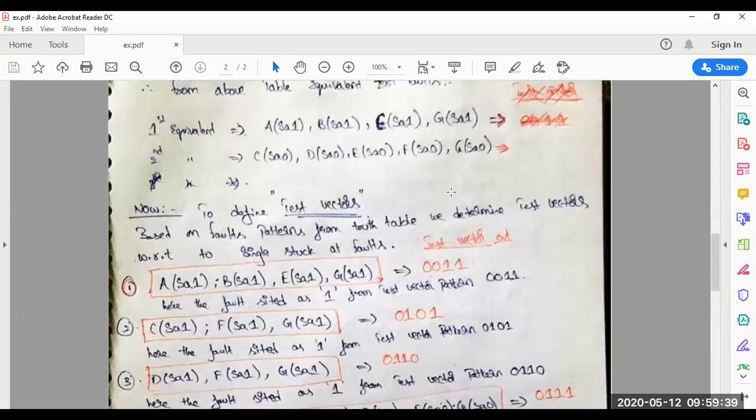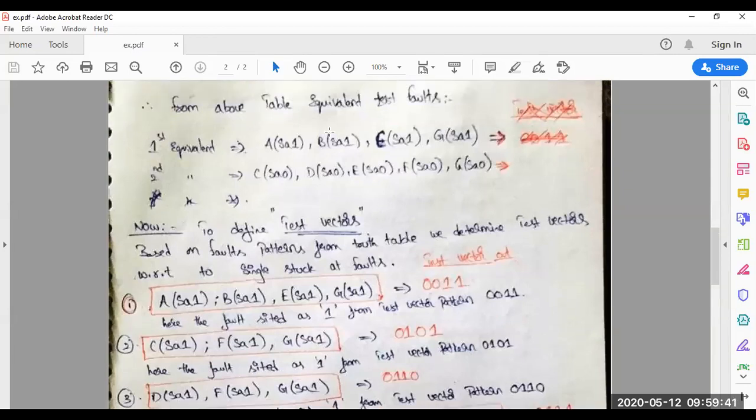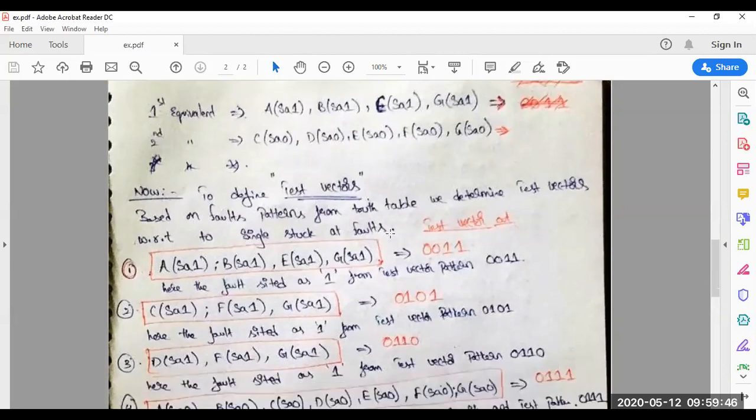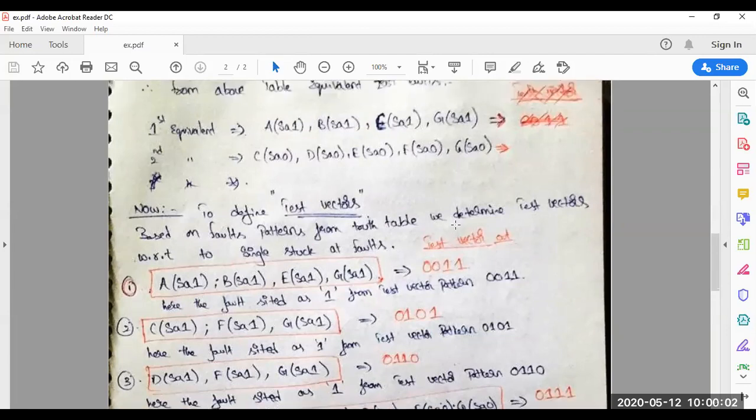So this is for identifying the equivalent test faults. Now to define the test vectors, the test patterns: how do we identify and define the test vectors? That comes out through the truth table itself.